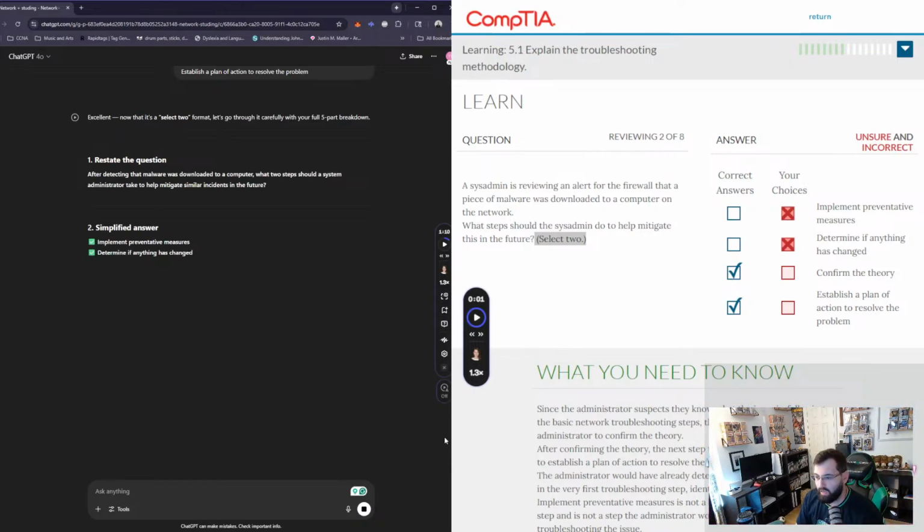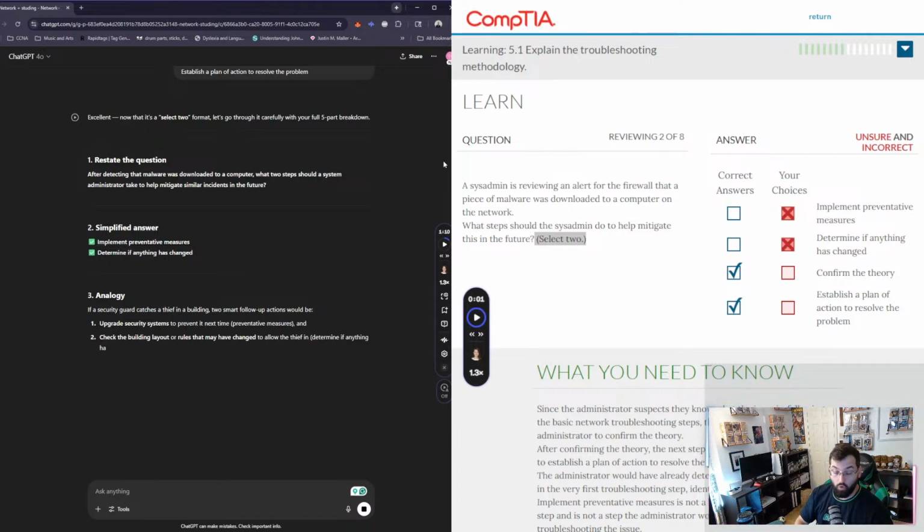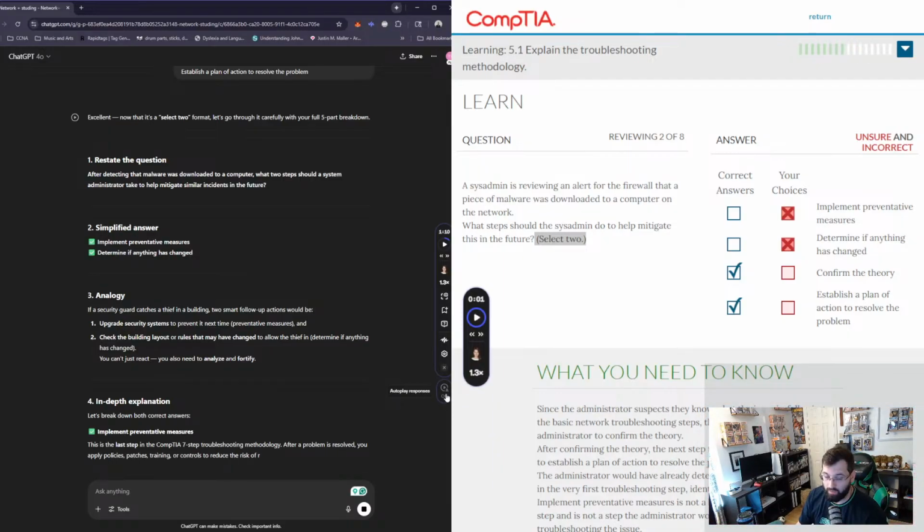Yeah, the AI that I use is Speechify. It works really, really well. You can even turn it so that it automatically starts playing a response in ChatGPT. And I think it's already integrated in ChatGPT. I don't even need it here.